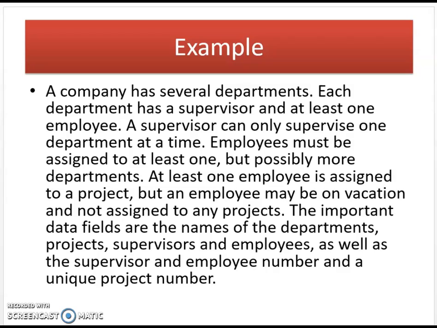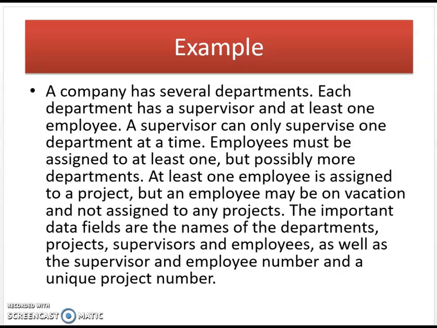A company has several departments. Each department has a supervisor and at least one employee. A supervisor can only supervise one department at a time. Employees must be assigned to at least one, but possibly more departments. At least one employee is assigned to a project, but an employee may be on vacation and not assigned to any projects. So we have been asked to draw a complete class diagram based on this example.